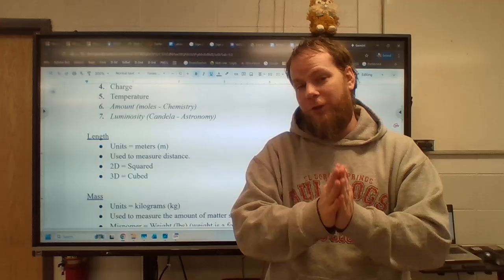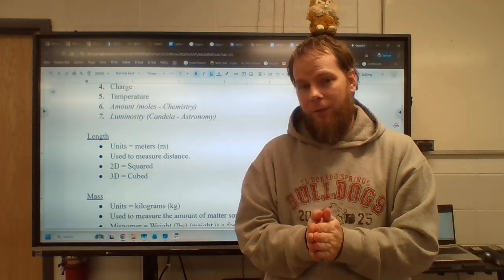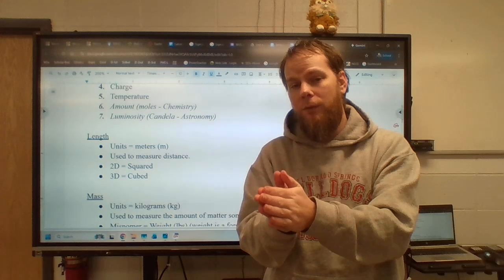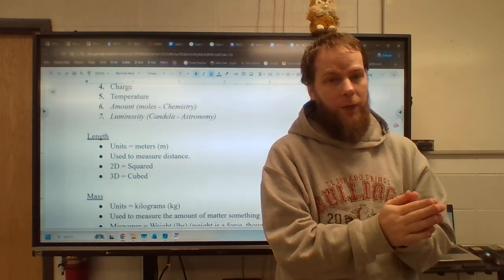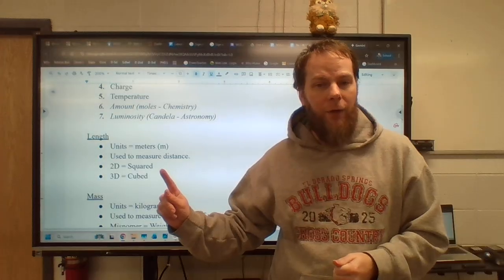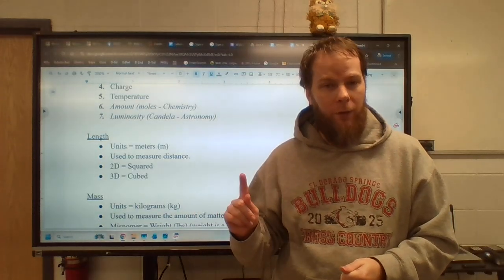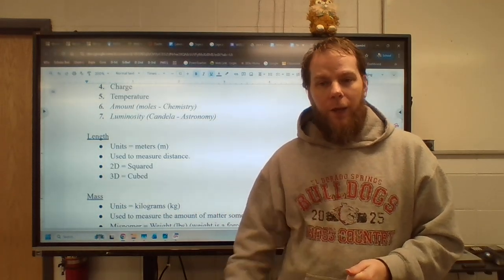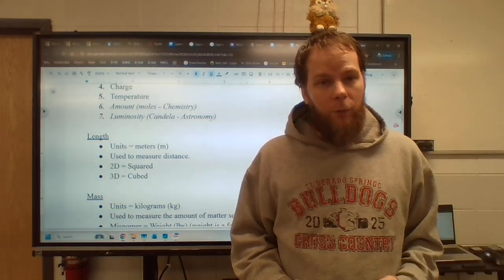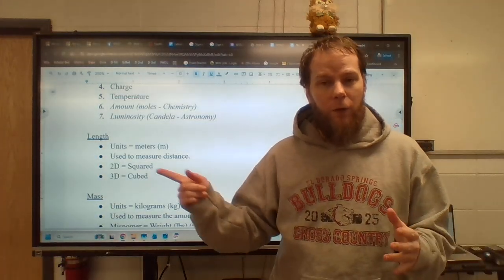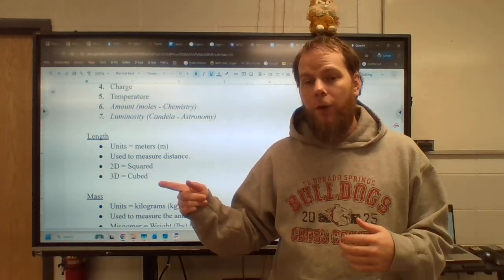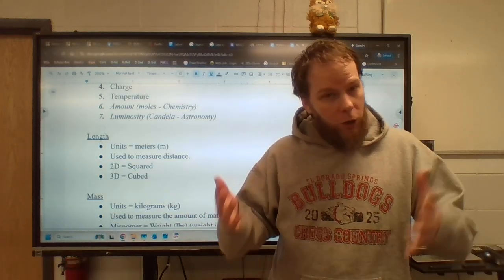The two-dimensional versions of length are area and surface area. And you should jot those down here. Area and surface area. Okay, the 3D version is going to be volume. Okay, where we have length times width for area, or length times width times height for volume. Those are all length measurements.